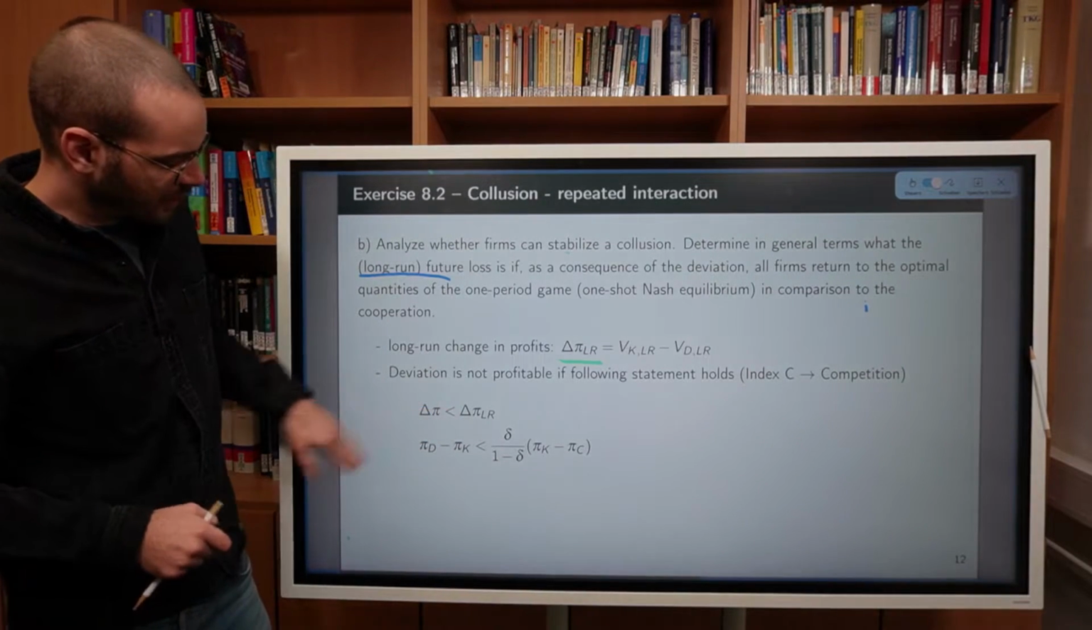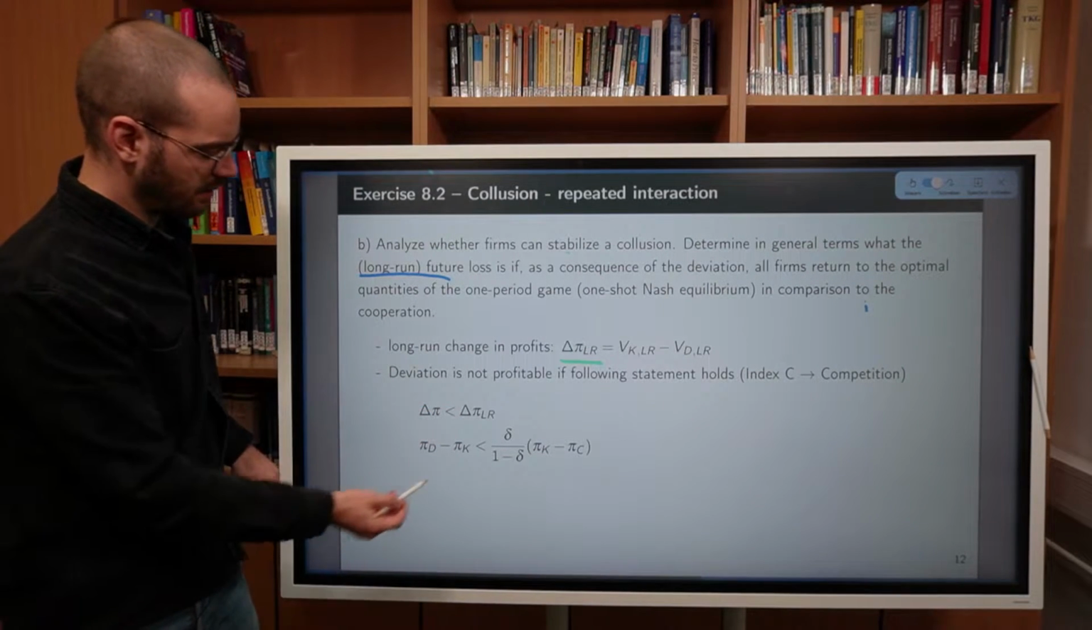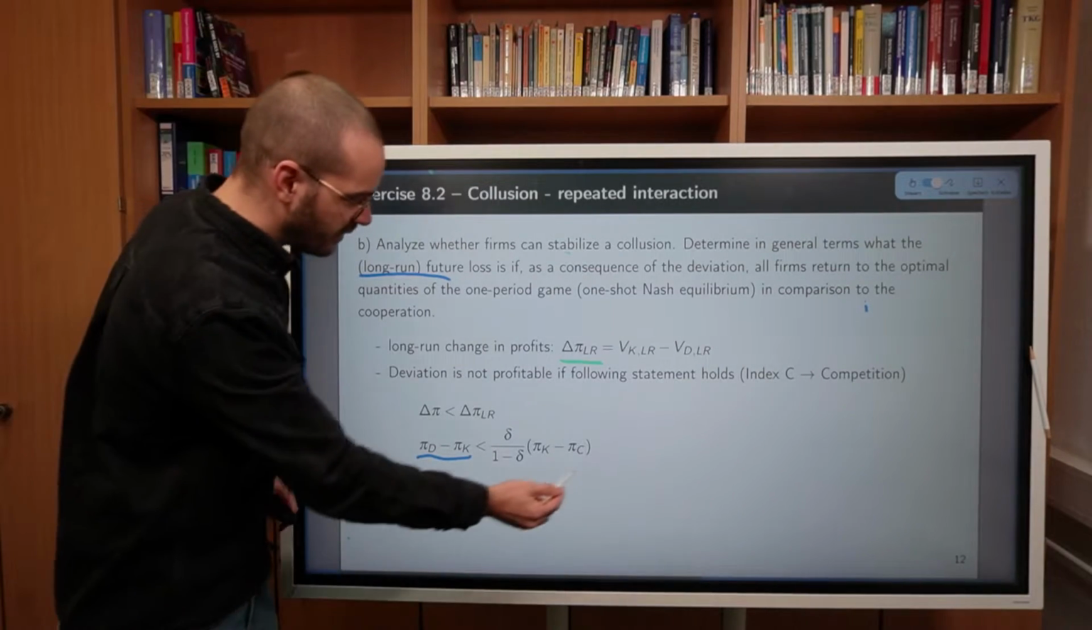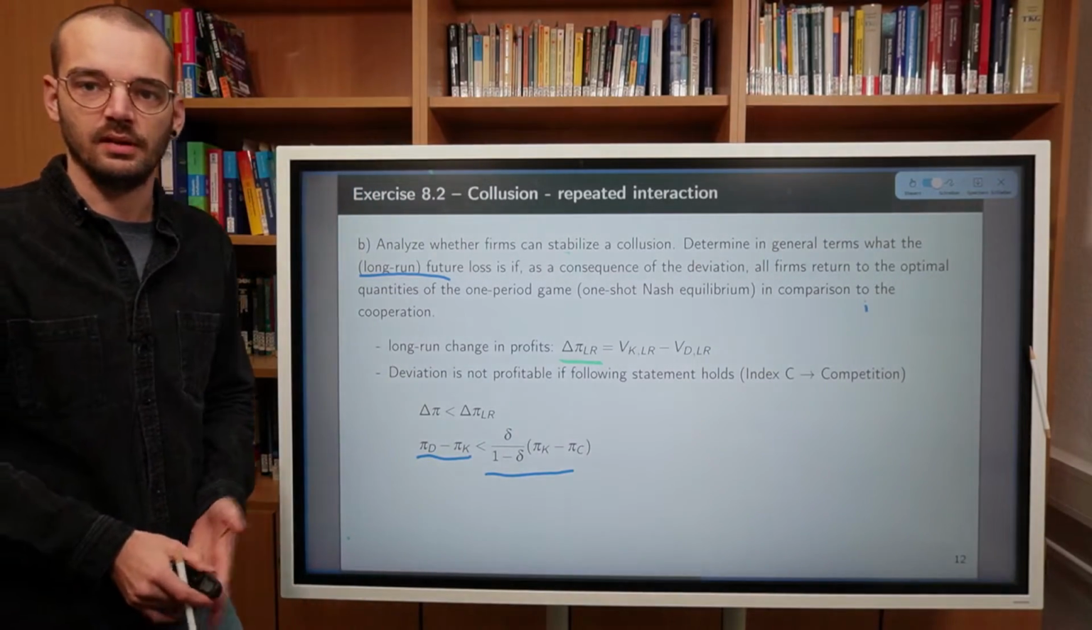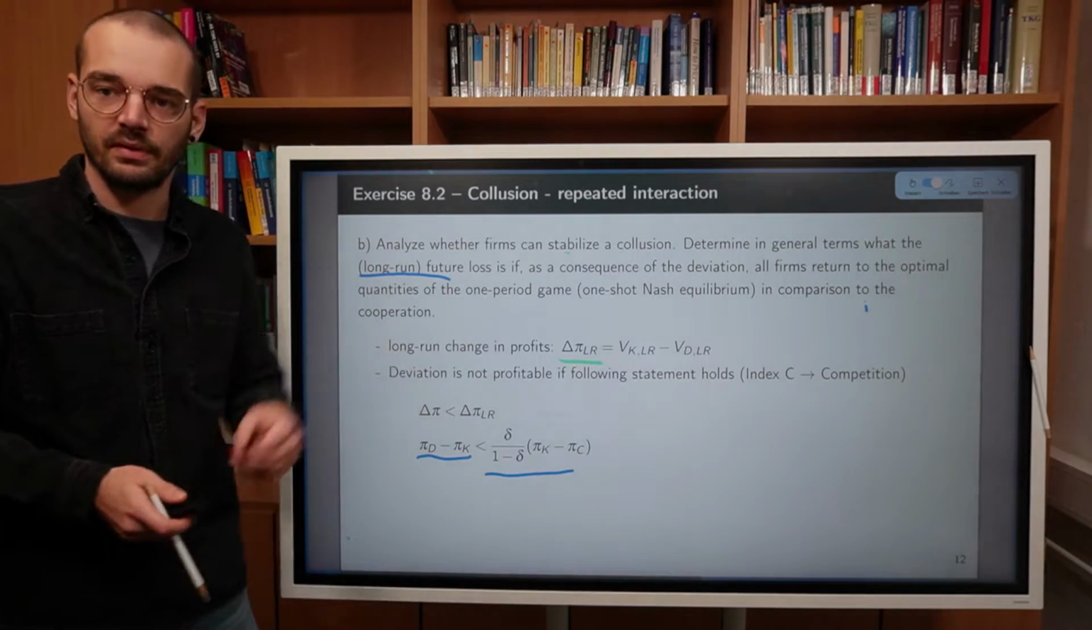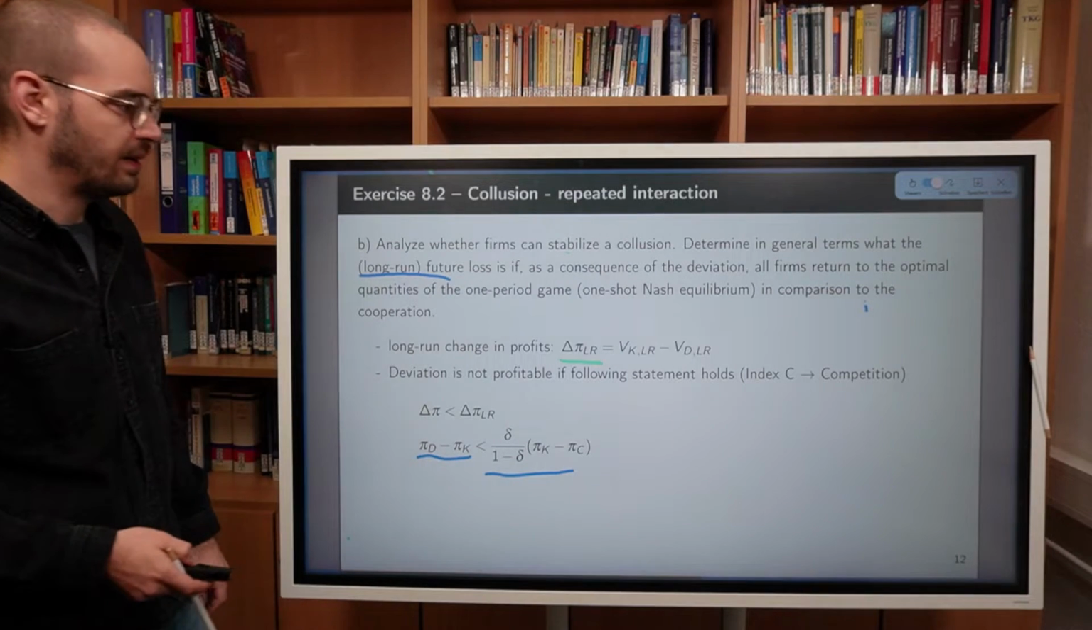All right, so we have calculated the short run incentive under task A, and we have calculated the long run change in present value, the change in present value of the long run profits as well. So let's now compare these two.